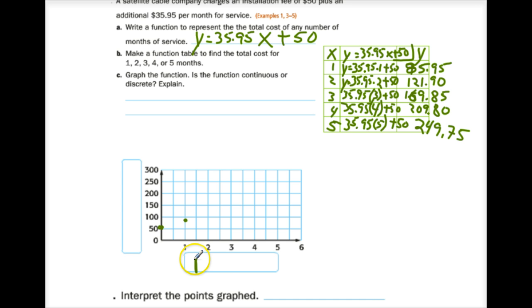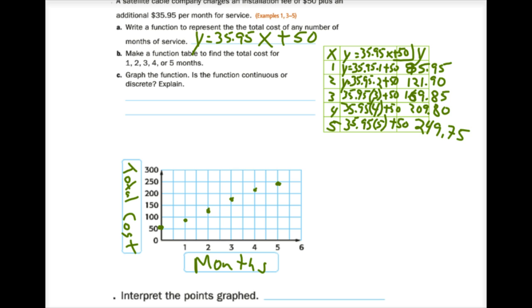Let's label our axes. Our x-axis is months, and our y-axis is the total cost. 2 is 121, a little bit below halfway. 3 is 169. Is that closer to 200 or closer to 150? Closer to 150. 4 would be over 209, just a little over 200. And 5 would be at 249, just below 250. It's linear, a straight line. Right?